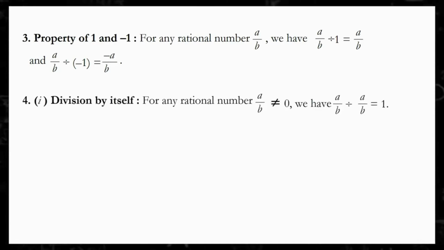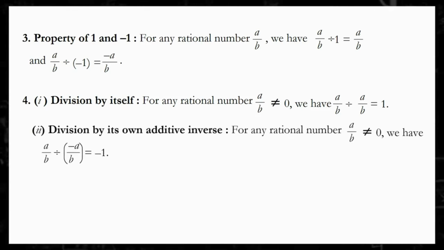4. (i) Division by itself. For any rational number a/b which is not equal to 0, we have a/b divided by a/b is equal to 1. (ii) Division by its own additive inverse. For any rational number a/b which is not equal to 0, we have a/b divided by -a/b is equal to -1.